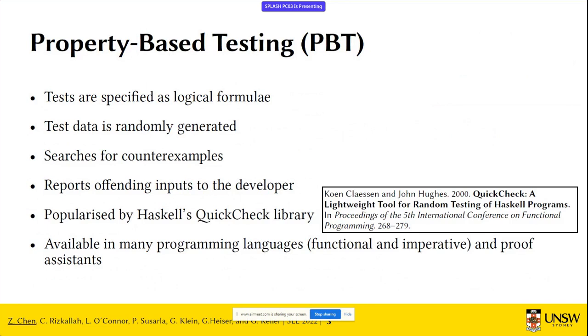Property-based testing was first popularized by Haskell's QuickCheck library in 2000. And now it's widely available in many programming languages and theorem provers or proof assistants. Some of these languages are functional, some of them are imperative, which is cool.